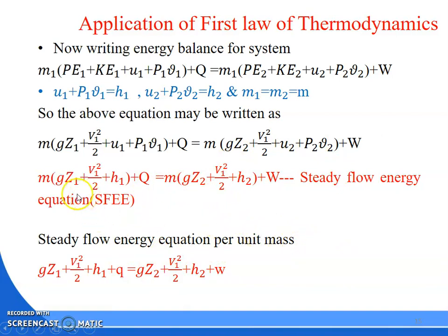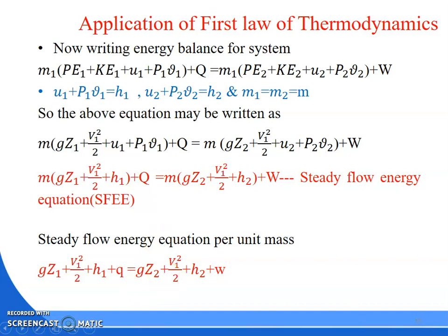Per unit mass means you have to divide by the mass. If you divide by the mass, the mass will be cancelled out. gZ1 plus V1 square by 2 plus h1 plus Q by M. What is Q by M? That is just small q, kilojoule per kg. On the other side, with mass divided by mass, the mass will be cancelled out. What is left? gZ2 plus V2 square by 2 plus h2, and W by M, that is small w, kilojoule per kg. The steady flow energy equation on a per unit mass basis, that you have to remember.